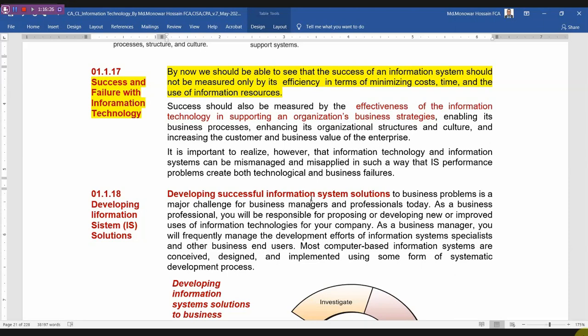And value creation also. It is important to realize, however, that information technology and information systems can be mismanaged and misapplied in such a way that information system performance problems create both technology and business failure. That type of failure we should overcome through strategic decisions, because information systems, from the beginning, should align with the organization's mission, vision, and structure also. Now, developing information system solutions.